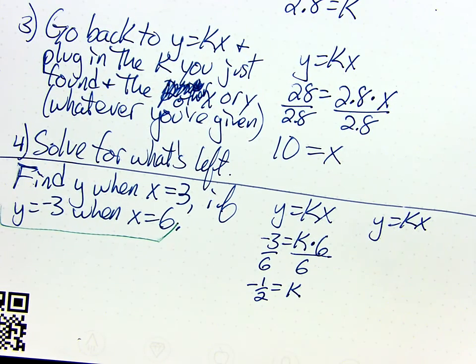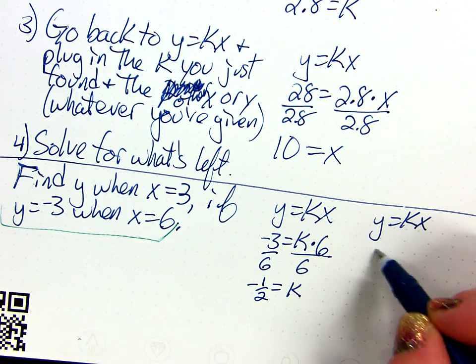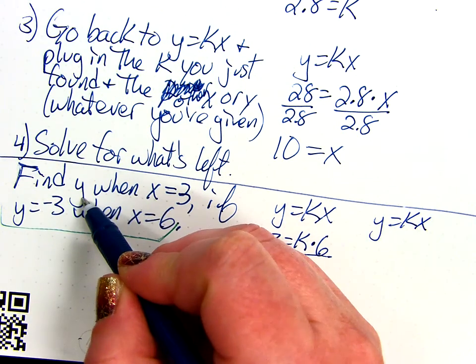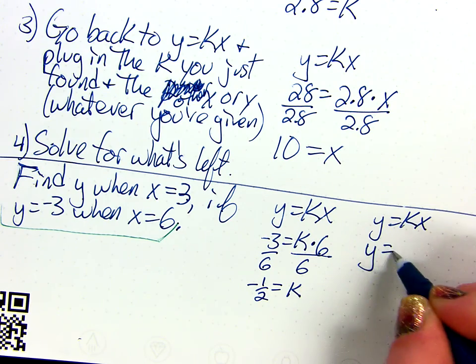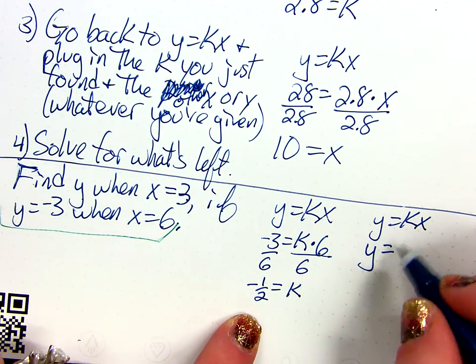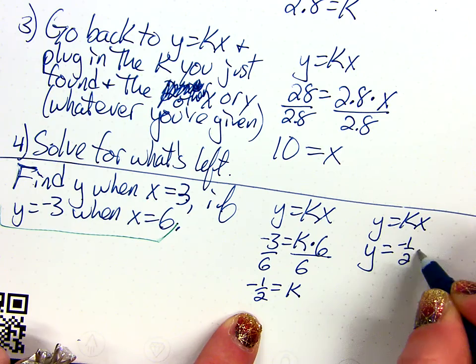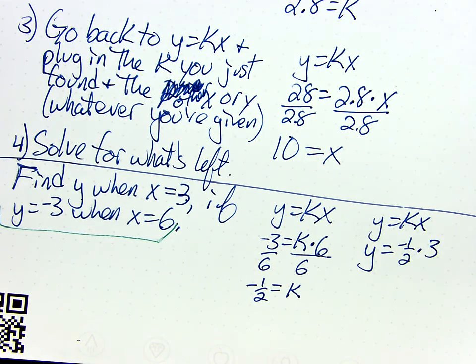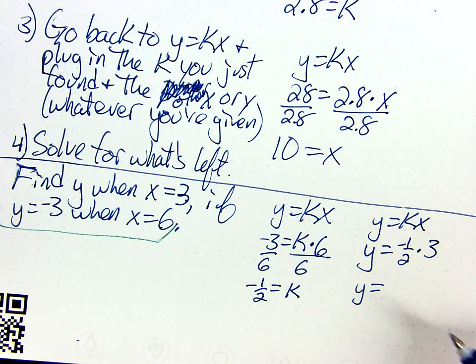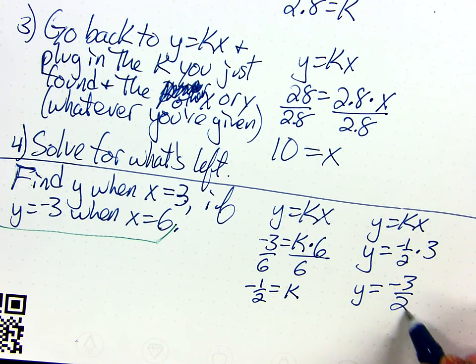So do I know what y is now? No, that's what I'm trying to find. It says find y when x equals 3. So I don't know what y is. I do know what k is, though. I just found it, negative 1/2. And then x, my new x, is going to be 3. So what is y? Negative 3/2. That's it.